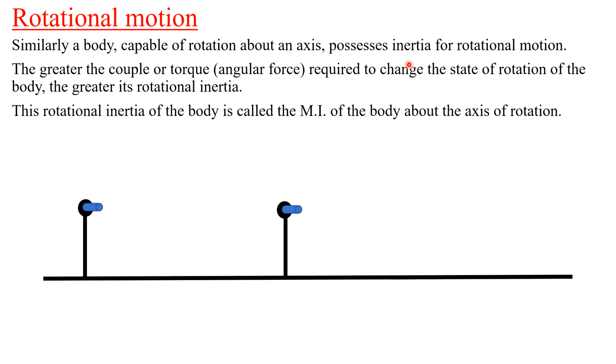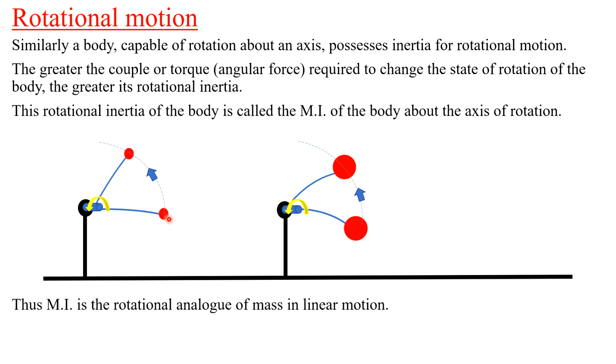So let us consider these two cases. We have these two objects having different masses and they are rotating about the axis in anti-clockwise direction. So you can see here the required force depends on the mass of the body. Okay, so in the first case when we have less mass, comparatively less force will be required to bring desired change. Thus, the moment of inertia, the rotational analog of mass in linear motion, depends on mass of the body, but not only on mass.